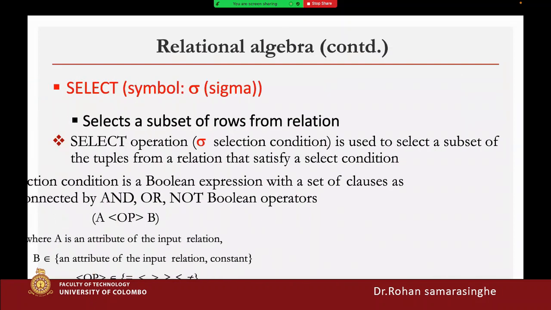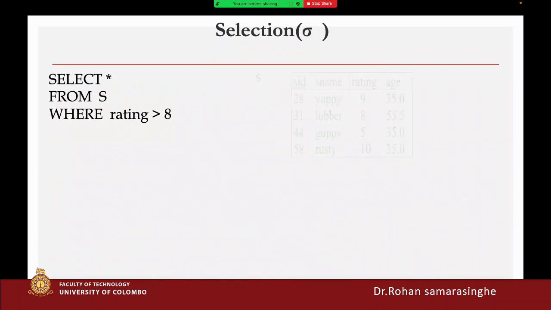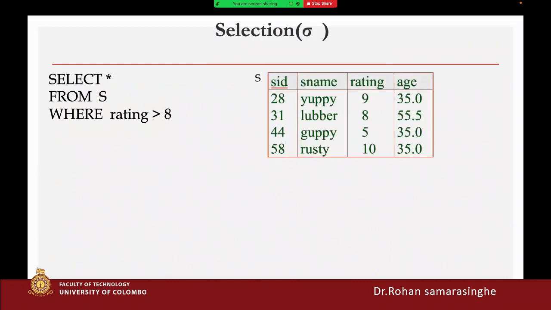Okay. We'll try to do the example. Select all from S where rating is greater than 8. We have a certain relation S, with student ID, name, rating, and age. Rating is greater than 8. How can we write this using the notations? I will give you 2-3 minutes. Try to write using the symbols. Then we can see whether it is correct.